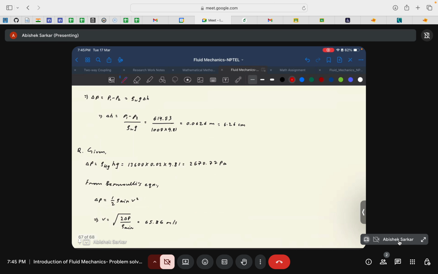So we have the pressure deflection, the pressure measured by the manometer, which has mercury as the manometric fluid, is rho g times h, which is 2670.72 pascals. Now from Bernoulli's equation, you will end up with the same equation, that is delta P equal to half rho air times V square, or V equal to square root of 2 times delta P by rho air, or 65.86 meter per second.